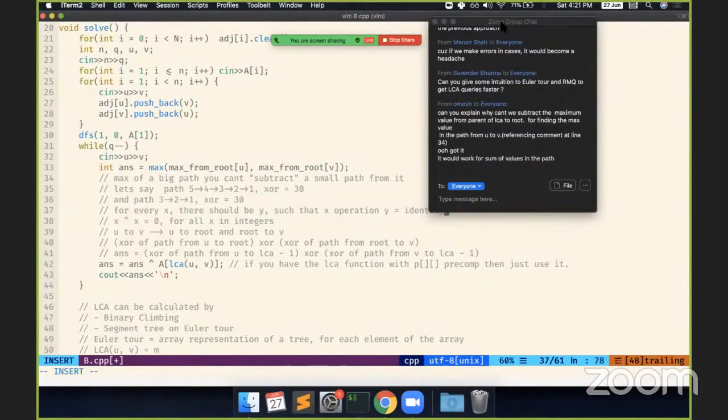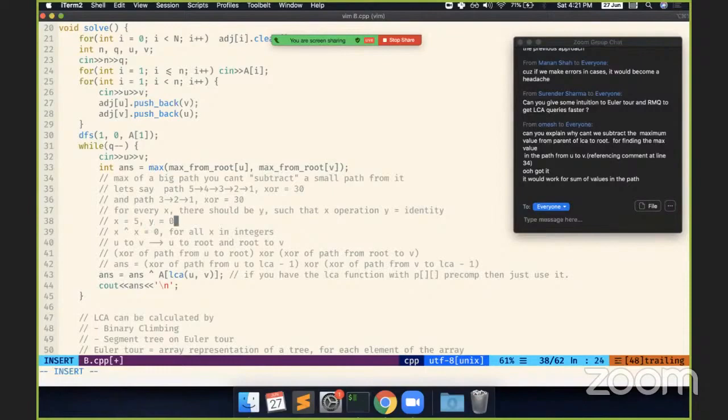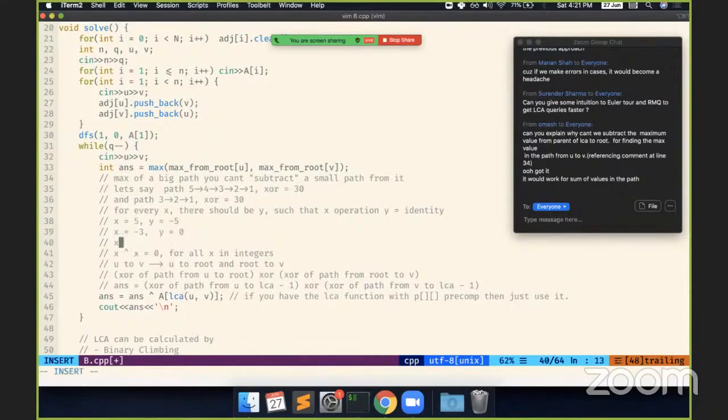Notice in addition, subtraction, you also have a Y. If your X is 5, then Y is minus 5, and your identity is 0. In XOR, if X is 5, Y is also 5 and identity is 0. But you don't have this in max and min. If X is 5, no matter what you do, you can't reach identity. Maybe if X is minus 3, you can say that Y can be 0. But for X is 5, there is no Y. No matter what Y you put, the max of X, Y will come out to be greater or equal to 5, which is not equal to identity.